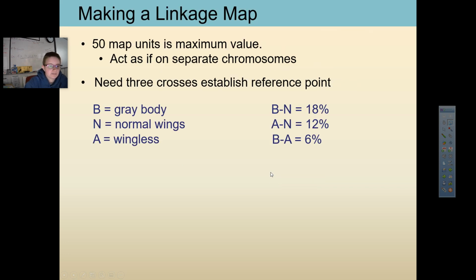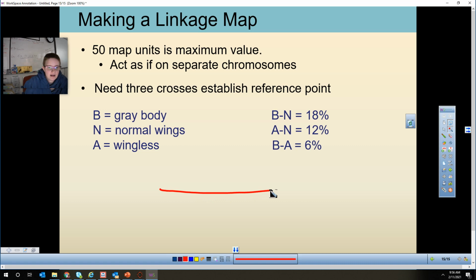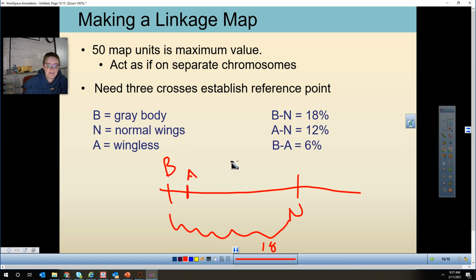So if we look, I have gray body, normal wings, and wingless. There's a recombination. I'm going to actually start drawing this. I'll put B here, just as a reference, and look at which is further apart, B to N, A to N, B to A. It tells me A and B are pretty close together. N is all the way somewhere over here. So there needs to be 18 map units between B and N, 12 map units between A and N, and that puts 6 between A and B. So you get practice doing that kind of thing.